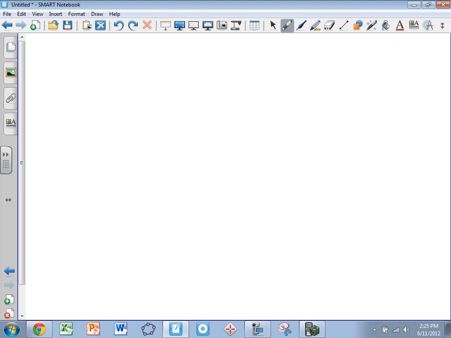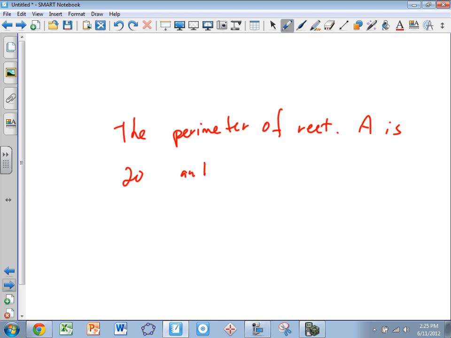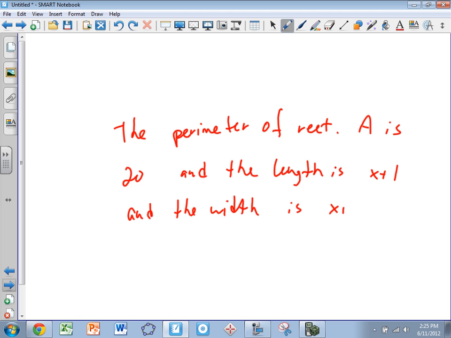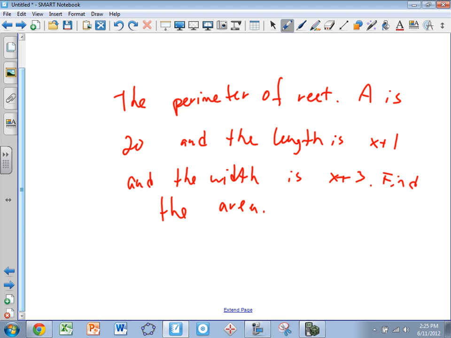If you knew that the perimeter of rectangle A is 20 and the length is x plus 1 and the width is x plus 3, find the area. This is a very good problem to think about. Perimeter of rectangle A is 20, and the length is x plus 1, and the width is x plus 3. Find the area.